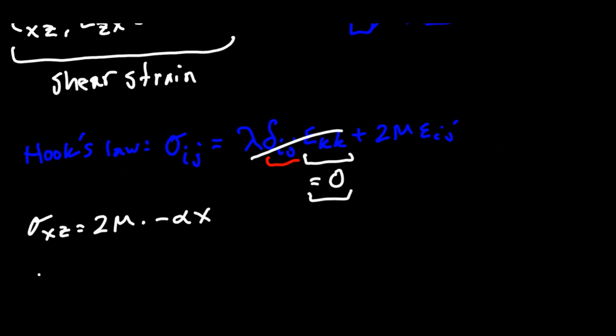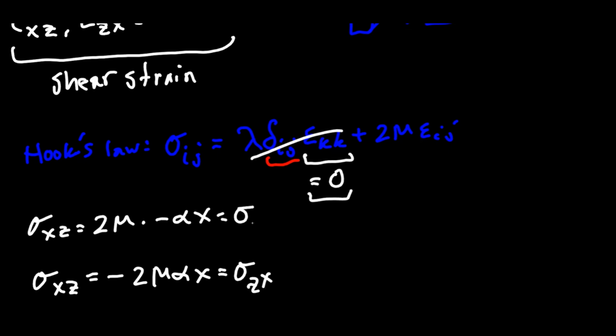This means that our stress is equal to negative 2 mu alpha x. And obviously this means also the same thing, which is also equal to zx. So I should also probably mention that too, because the order does not matter in this case. So this is the simplified version of the stress tensor to one component. So this is just the shear stress.